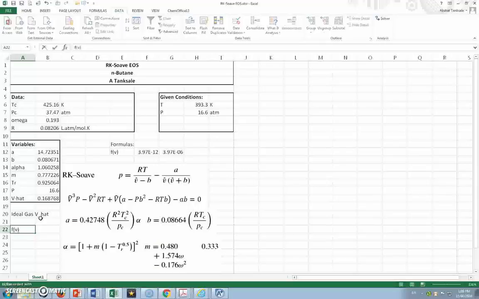Now we need to set up the ideal gas equation of state. So we do the same thing. We can use the formula for the ideal gas equation of state, which is pressure minus RT over V hat equal to 0.